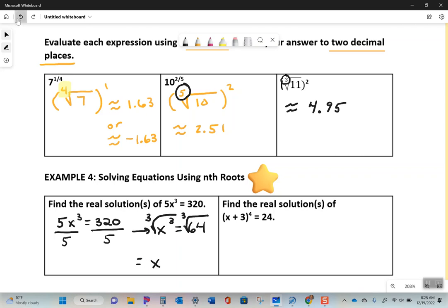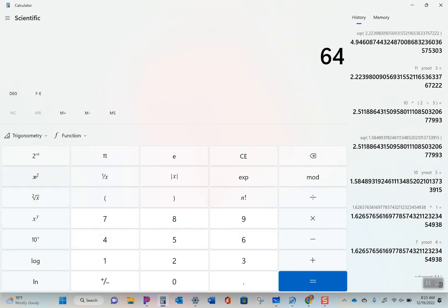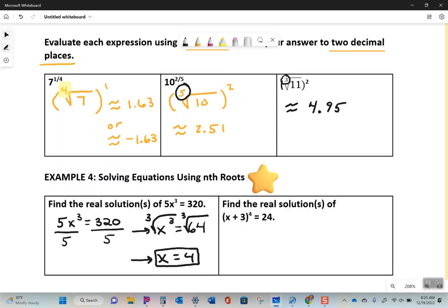Anybody know the cube root of 64? 4. Yep. And if you weren't sure, I would just go right here and punch in 64, and I want the cube root of that. Turns out to be 4. Could it be a minus 4 here, guys? Why not? Yeah, because the index is, what kind of index, kids? It's an odd one, okay?